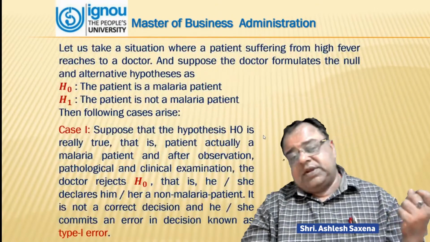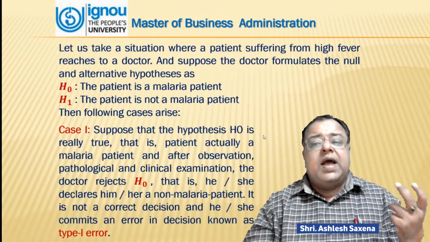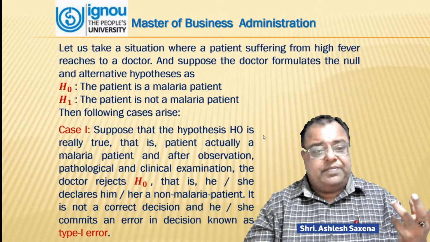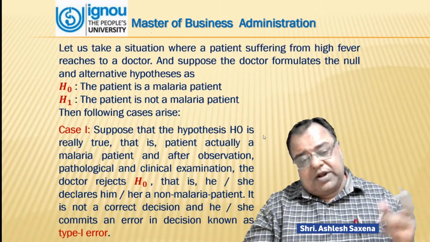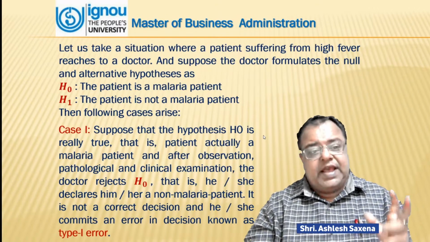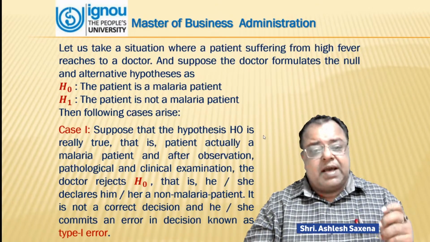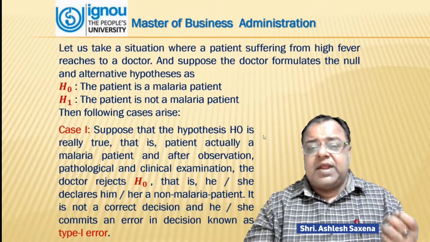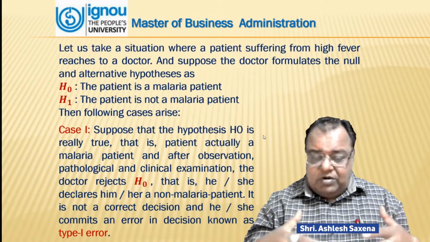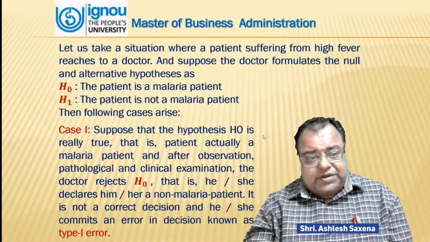Let us take a situation where a patient suffering from high fever reaches a doctor. Suppose the doctor formulates the null hypothesis and alternate hypothesis as H naught: the patient is a malaria patient, and H1: the patient is not a malaria patient. Then how will the doctor study and how will he proceed?